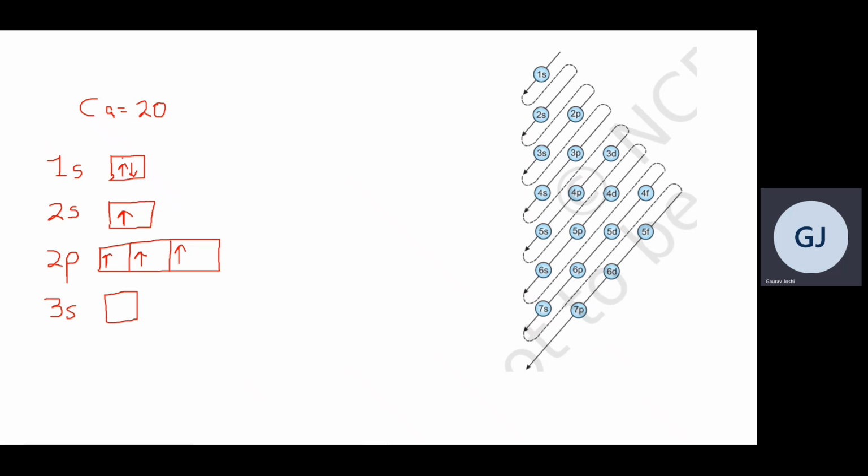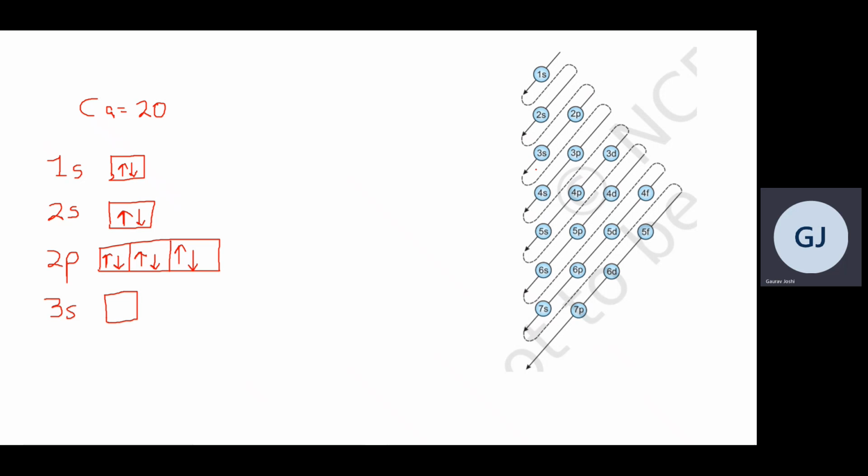Now see how many electrons we have filled. 2 here, 1, 3, 4, 5, 6, right? So we are left with 14 electrons. If we have 14 electrons, we can fill them completely, right? So I am now filling this completely. Going from 6 to 8 to 10, how many electrons are we left with? We are left with 10 electrons, right?